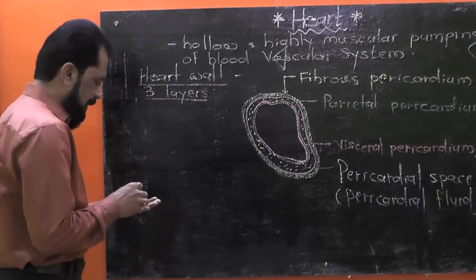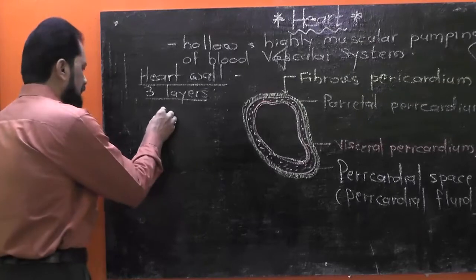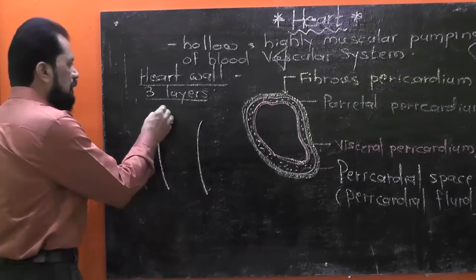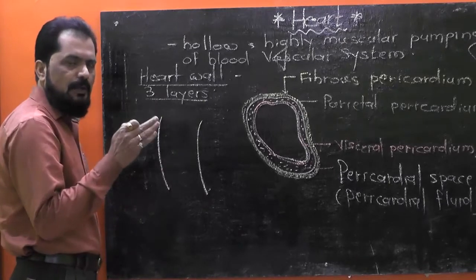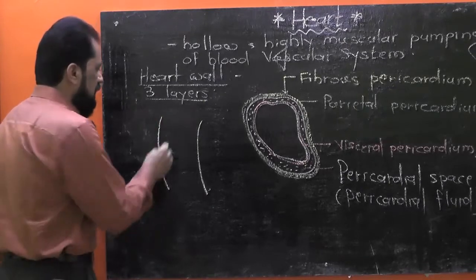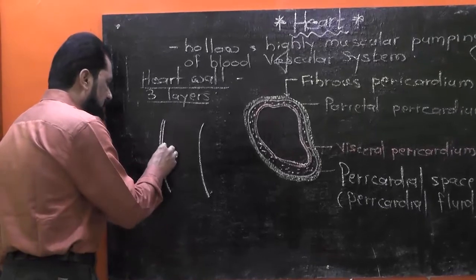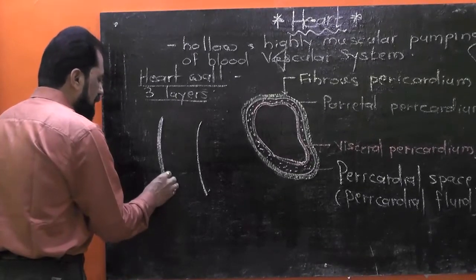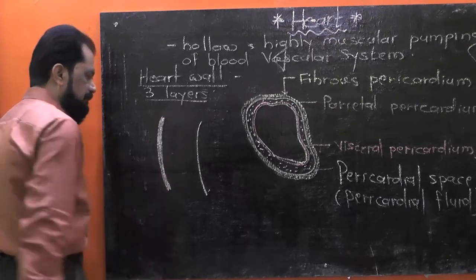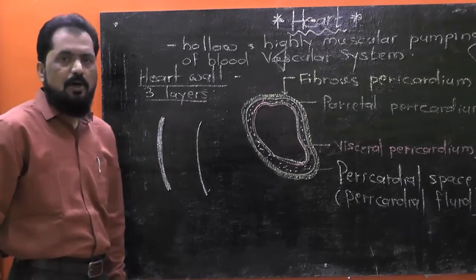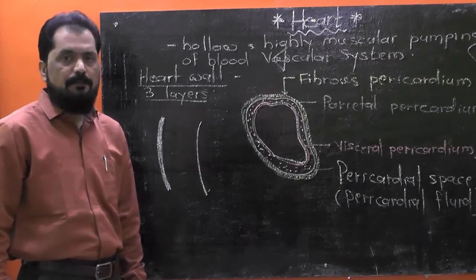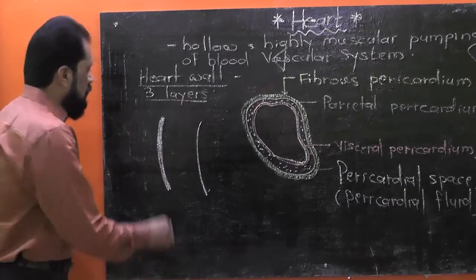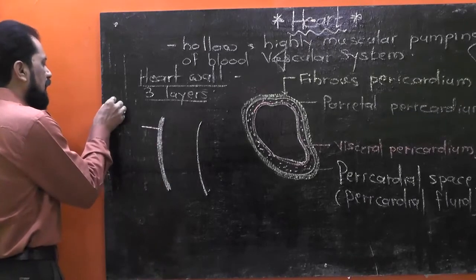Please look at the diagram. Consider here is a small region of the heart wall. I said that the heart wall is made up of 3 layers. Its outer and thin layer is made up of flat squamous epithelial cells. The outer layer of heart wall is made up of flat squamous epithelial cells known as epicardium.